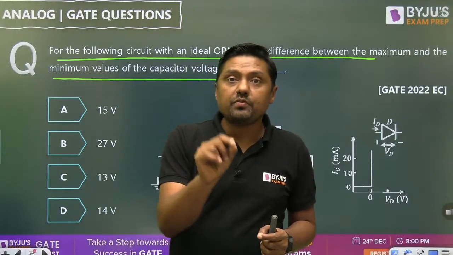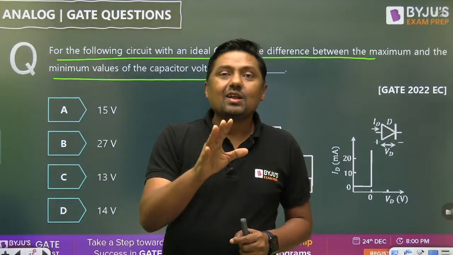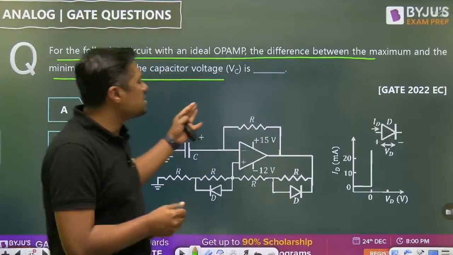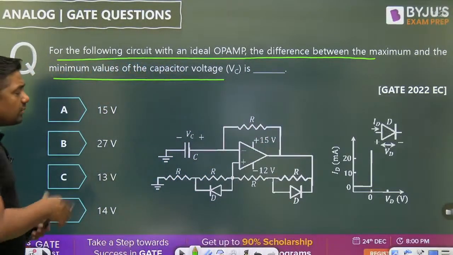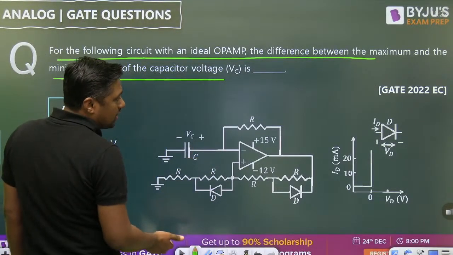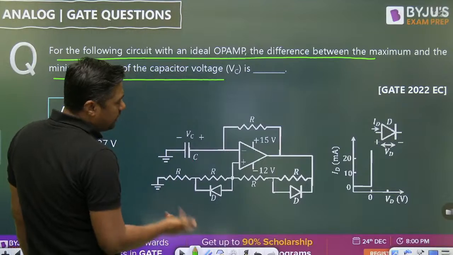Please watch the previous year questions carefully. Number of times the question is on what? Astable multivibrator. Astable multivibrator means square wave generator. We are not connecting any input here. So here every time there will be a question.